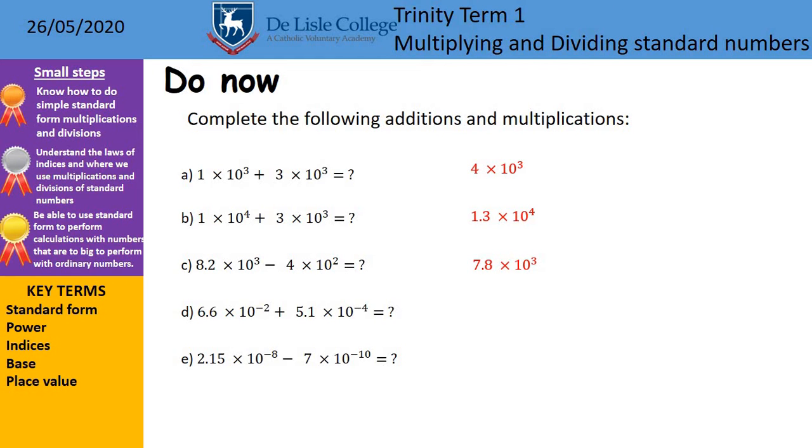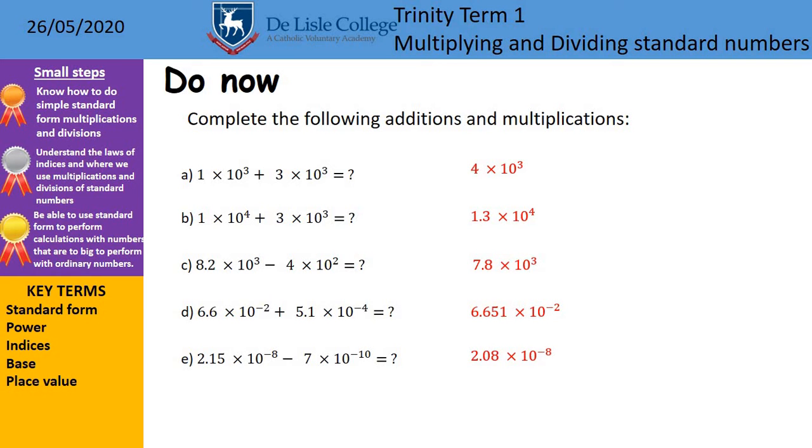C was subtraction. D, we had more numbers to deal with, and obviously we were dealing with decimals. And E, 2.08 times 10 to the negative 8.